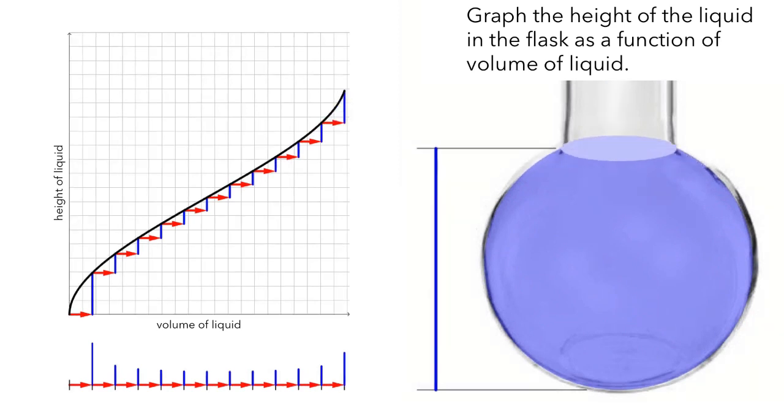So the rate of change of height with respect to volume changes from decreasing to increasing and produces an increasing graph that changes from concave down to concave up.